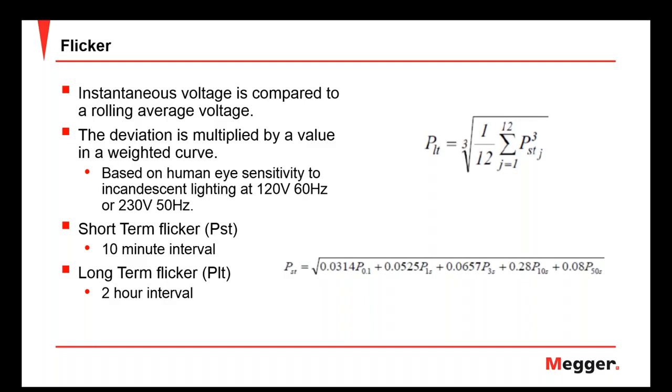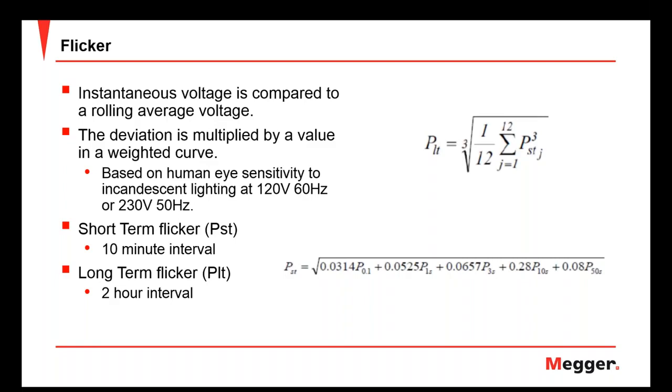When we measure flicker, what we're doing is measuring the instantaneous voltage and then comparing it to a rolling average, and we come up with a difference there. This difference is then multiplied by a weighted curve. The weighted curve was based upon testing done on how sensitive the human eye is to incandescent lights flickering at 120 volts 60 hertz and 230 volts 50 hertz. Now keep in mind that weighted curve was done on incandescent lighting only, so that becomes important.